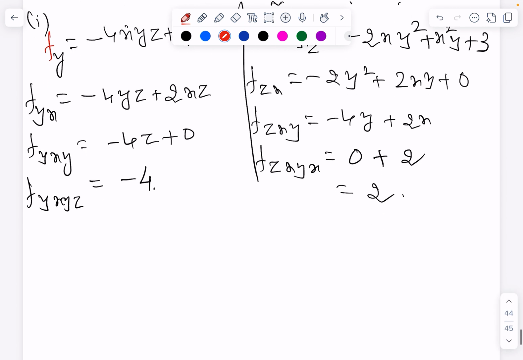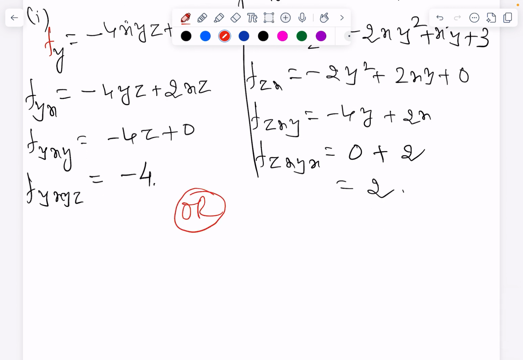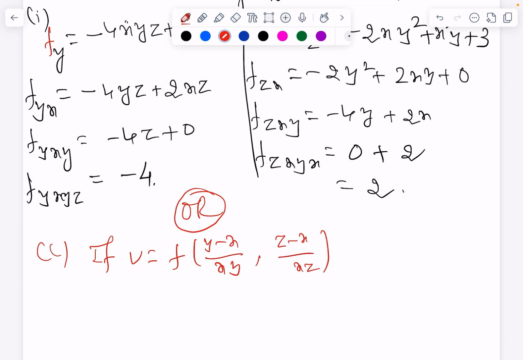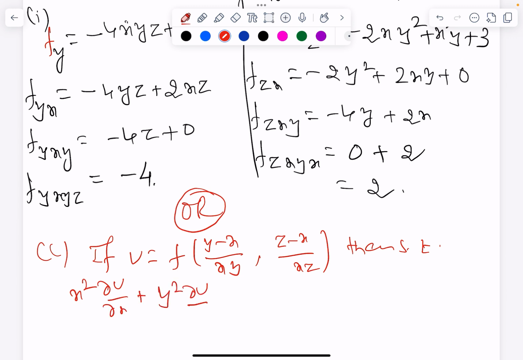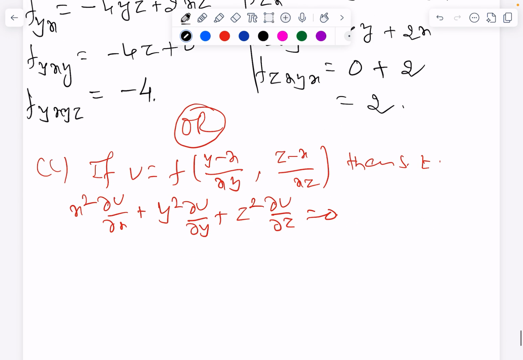Here also there is an option, and the option is like this. If u equal to f of (y minus x) over xy, (z minus x) over xz, then prove that x square del u by del x plus y square del u by del y plus z square del u by del z equal to 0.